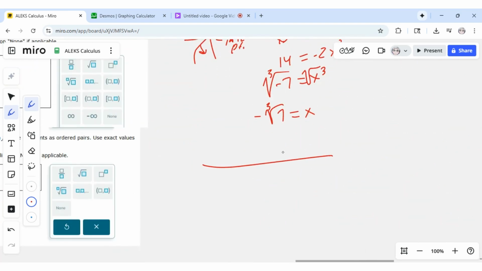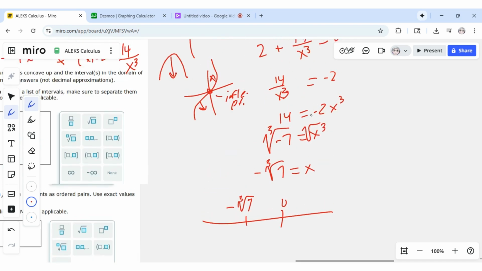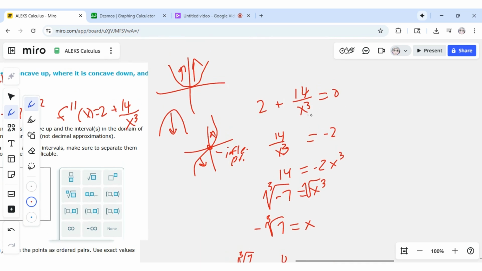So if I were to graph this out here, I'd have 0 over here. I'd have the negative cube root of 7 over here. And we want to test all three of these regions. Now the cube root of 8 is 2. So I know that negative 2 is to the left of this. So if I want to test this region to the left, I can put a negative 2 in here.